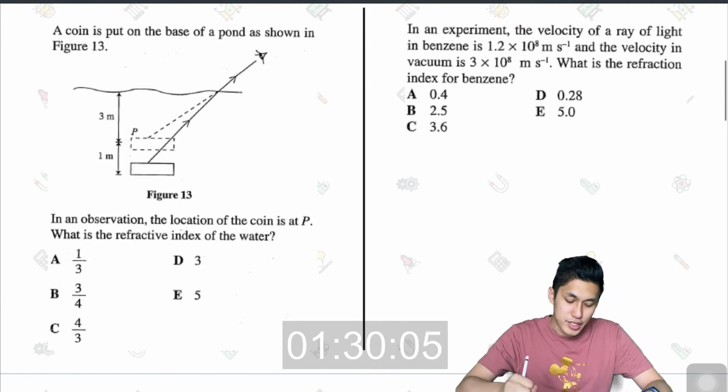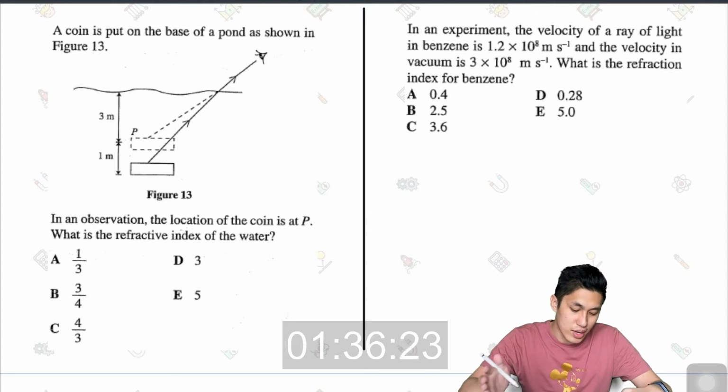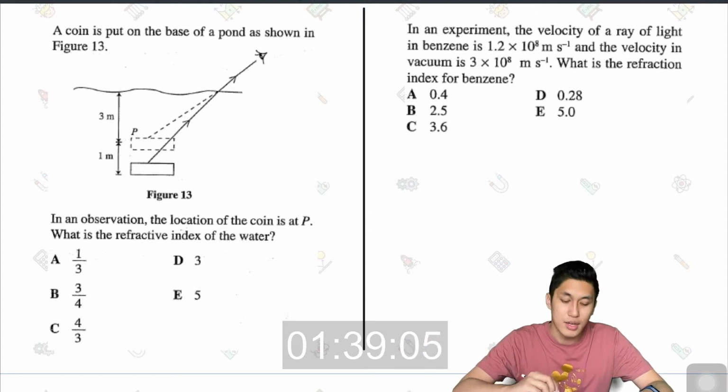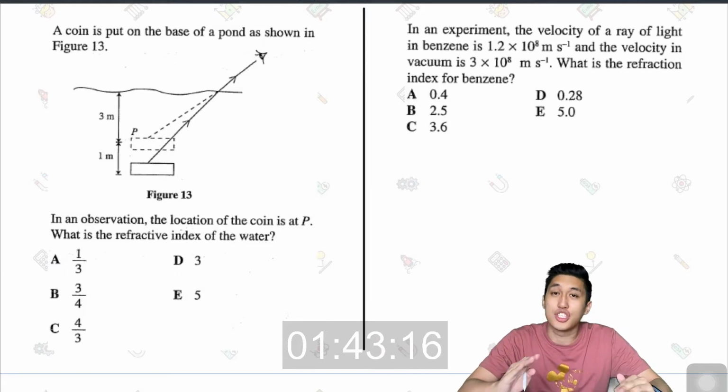Next one, a coin is put on the base of a pond as shown in figure 13. So in an observation, the location of the coin is at P. What is the refractive index of the water? So because of the refraction of light, things underneath water will look a bit shallower.